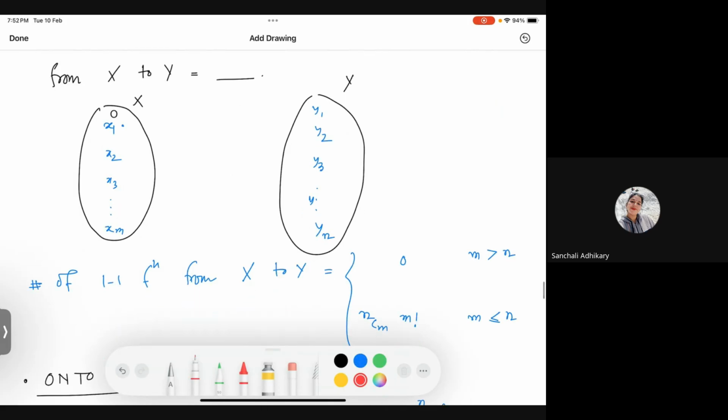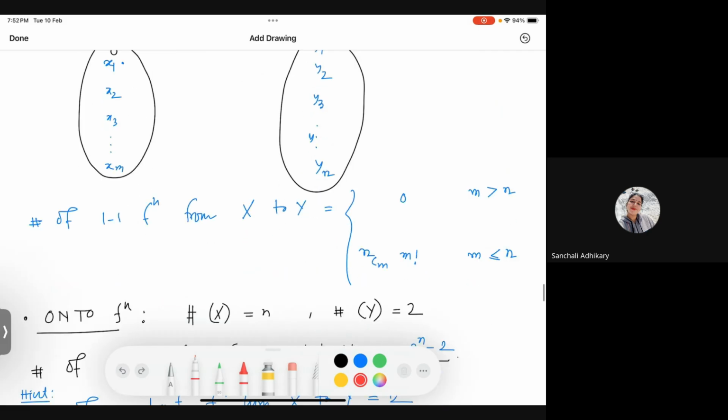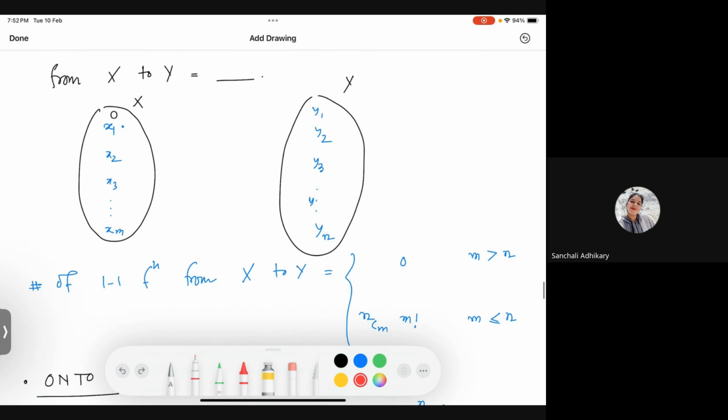And what is n? The cardinality of the codomain. So then the number of one-one functions is 0. Now see, this is my set X, this is my set Y. So I need a one-one function.